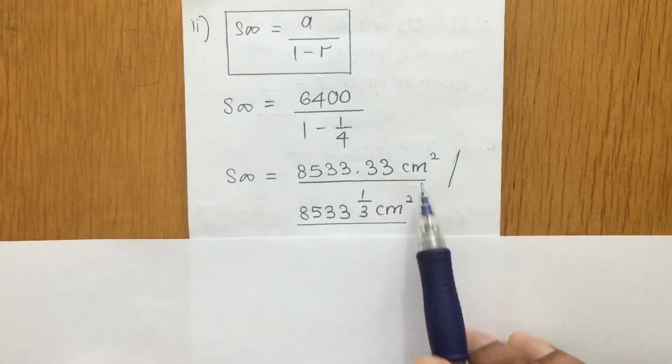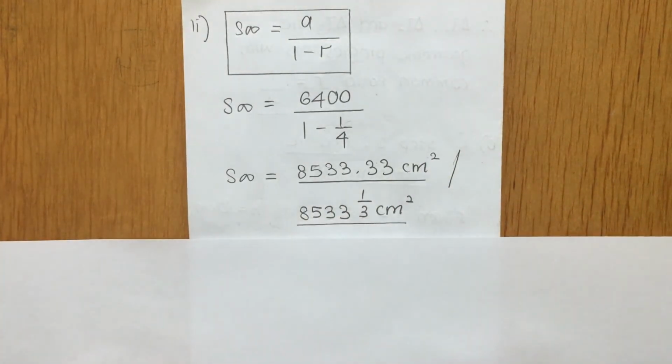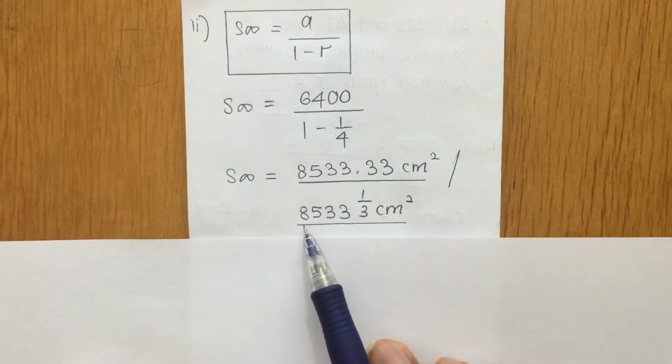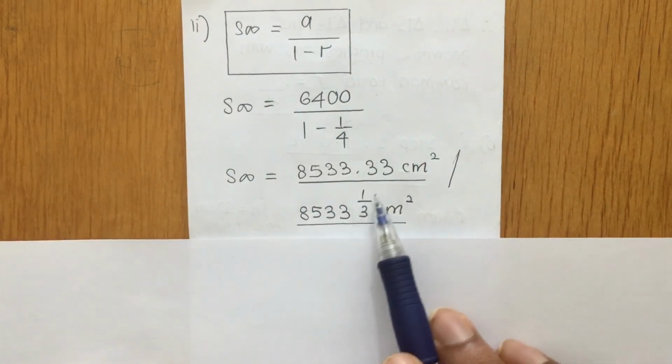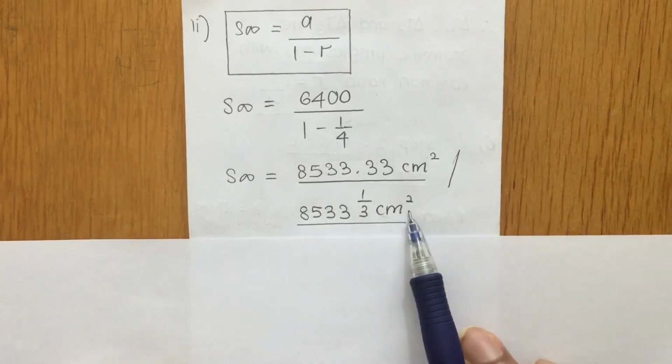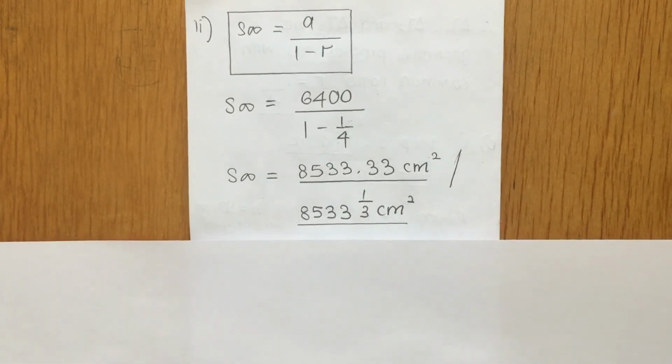8533.33 centimeters square. This is actually in decimal form, or you can also write it in fraction form, where you have 8533 and 1 over 3 centimeters square. So this is your final answer.